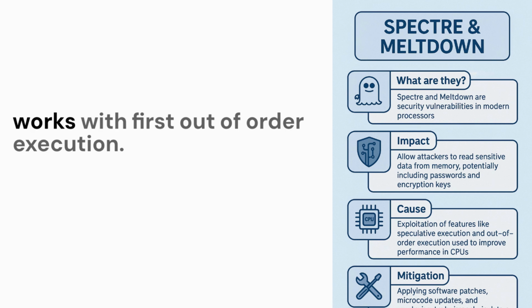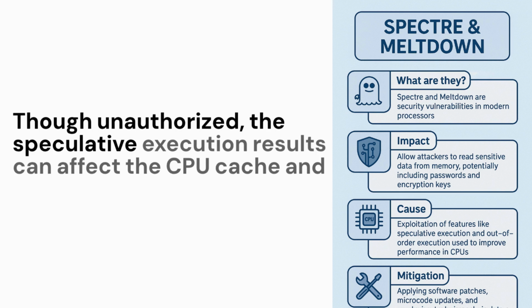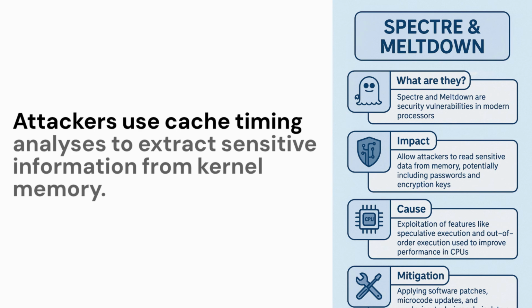So Meltdown works with, first, out-of-order execution. The CPU speculatively executes instructions that access protected kernel memory, and then illegal access. Though unauthorized, the speculative execution results can affect the CPU cache. And then side channel exploitation. Attackers use cache timing analysis to extract sensitive information from kernel memory.